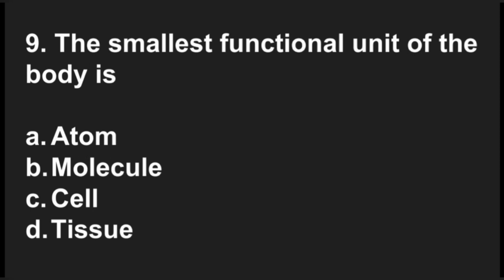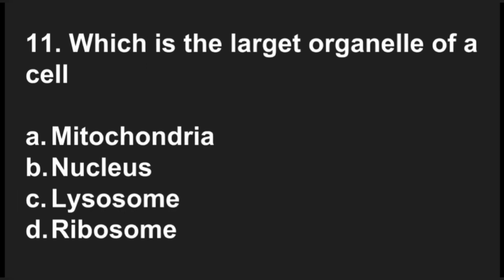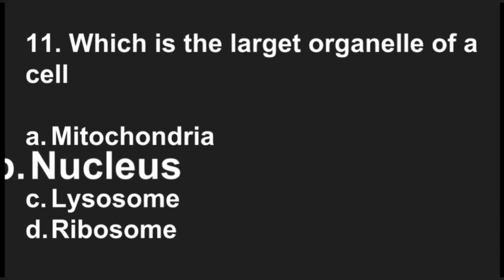The smallest functional unit of the body is, this answer is known to everybody, the answer is cell. The cell from which the human body develops is known as, see, zygote. Answer is zygote. Which is the largest organelle of a cell? See, nucleus is the largest organelle.